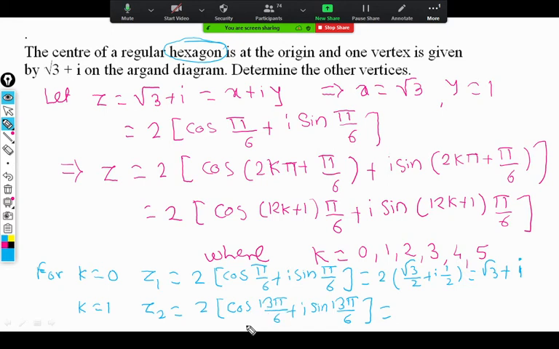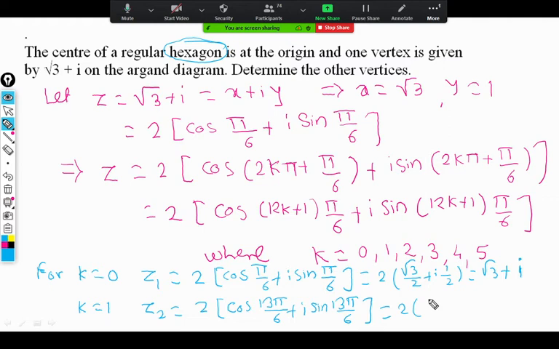Now we want cos 13 pi by 6. It is 2 pi plus pi by 6, so it is in the first quadrant, and the 2 pi is as it is. And what is cos pi by 6? Root 3 by 2, and sin pi by 6 is 1 by 2. Is it the same number we are getting? Yes, sir, same.